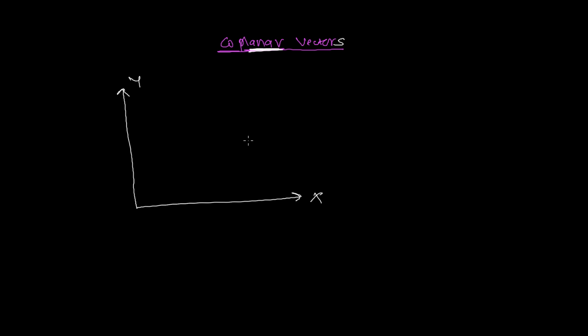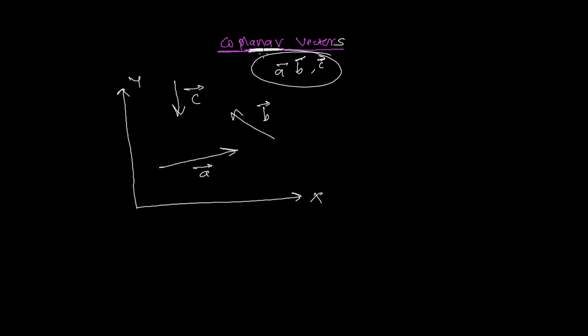So if you're making vectors in a single plane, let's say this is vector A, and let's say this is vector B, no matter the direction, no matter the magnitude. Let's say this is vector C. So these vectors are all in one plane, in this xy plane. So vector A, vector B, vector C are all coplanar vectors.